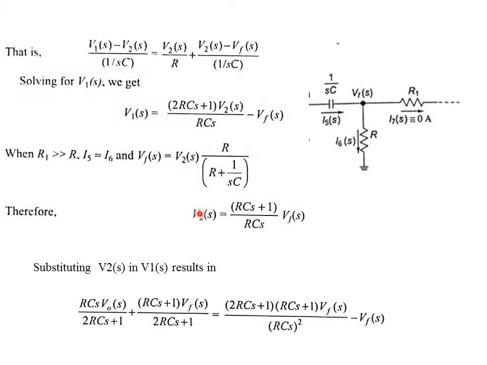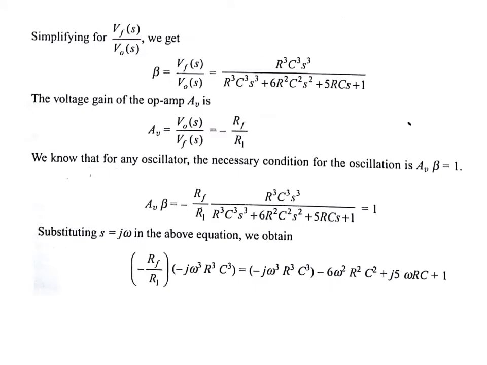Now we can write the expression of V2(s) as (RCS plus 1) divided by RCS, into Vf(s). So substituting for this V2(s) in this particular equation, we can derive the expression. Simplifying the expression for Vf(s) divided by V0(s), which is nothing but beta, so beta is Vf by V0. If you simplify from the previous expression, you will get Vf by V0 in this manner. Similarly, the gain of an amplifier, that is the inverting amplifier, is given as V0 by Vf, which is nothing but minus Rf by R1, the gain of an inverting amplifier.